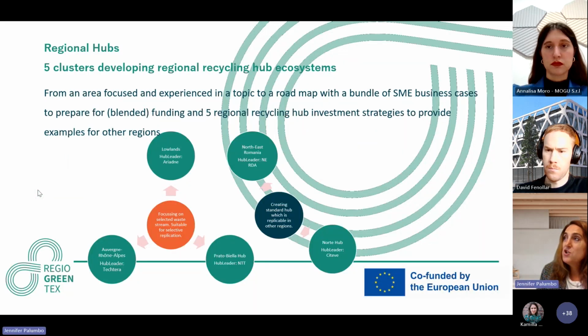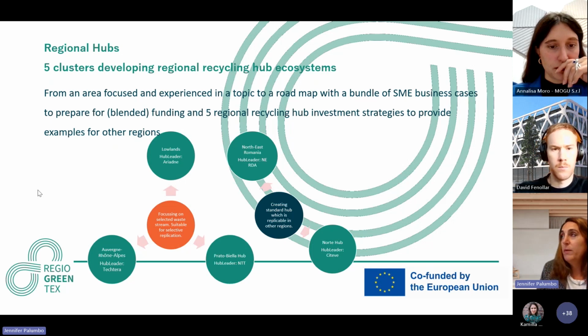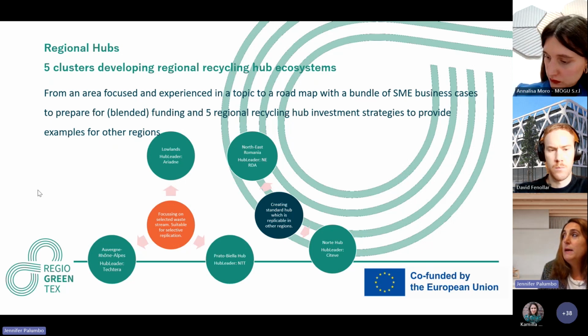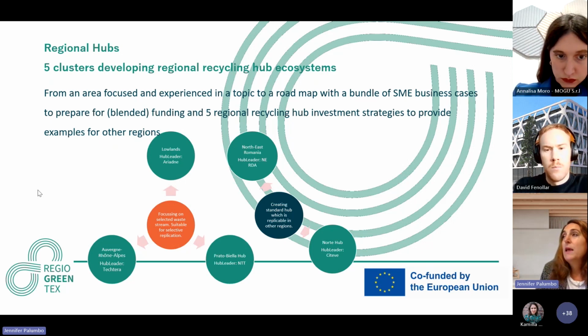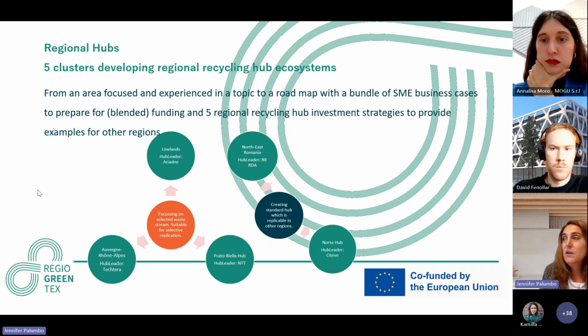So the next dimension in the project is regional hubs. So 5 clusters, let's say regional or multi-regional, are developing what we call a regional recycling hub ecosystem. So from an area, which we'll see now which they are, but they're focused and experienced on a specific topic or area. We're developing a roadmap, a bundle of SME business cases, and we're preparing to have then a general hub investment strategy and a model of collaboration and ecosystem based on a strategic objective, so a specialization. And we want to produce a model or a blueprint that can then be used in other regions.